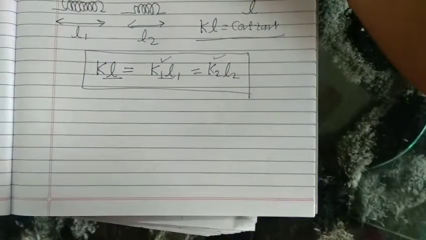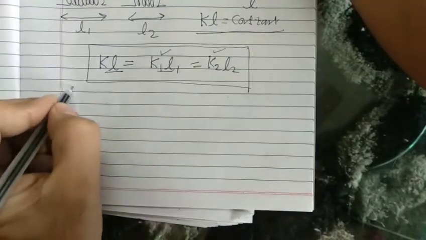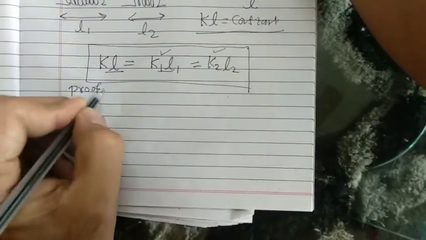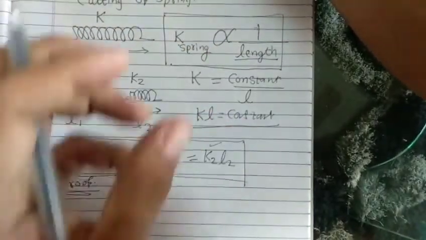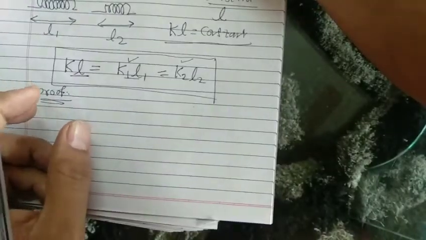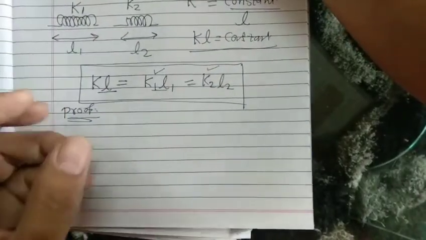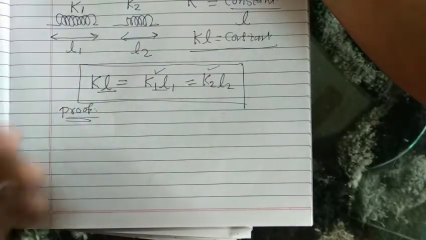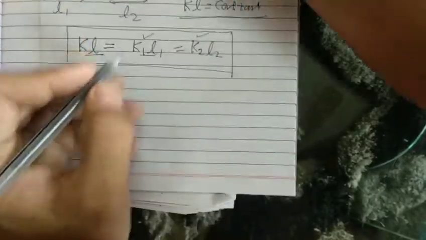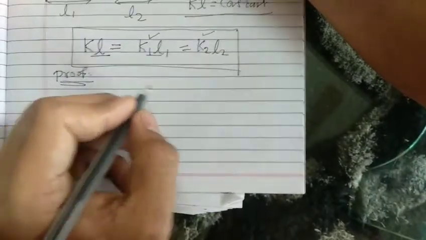Now, in this formula, some students must be having a doubt about how we can prove that K is inversely proportional to the length of the spring. So I will try to prove it for you. But for proving this point, you should have knowledge of elasticity, that is Young's modulus and all, stress and strain. Okay, let's see the proof of this formula.